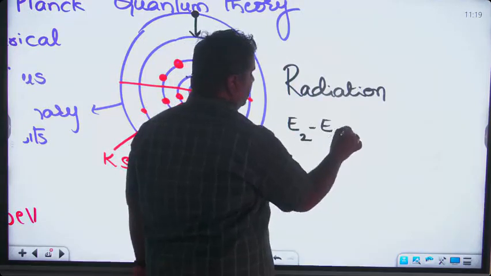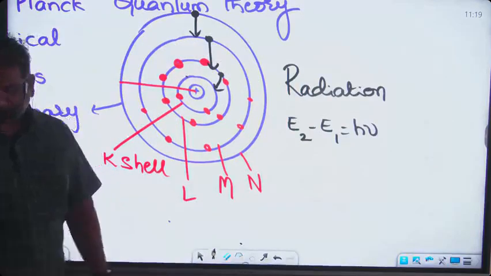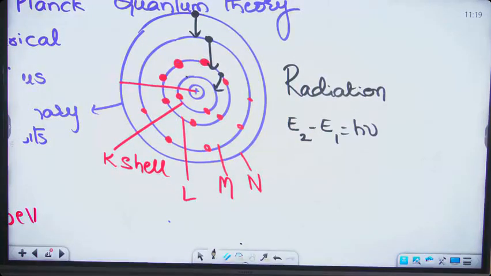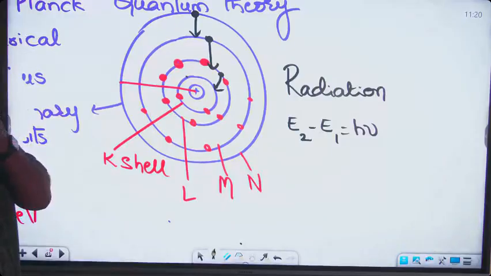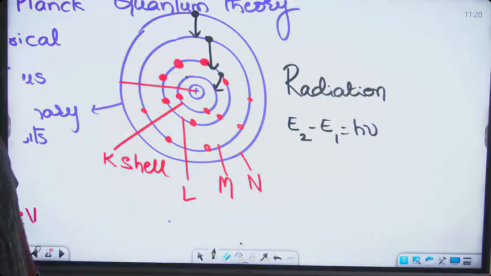Whenever electrons are moving from higher energy level to lower energy level, energy is radiated in the form of radiation given by E2 minus E1 equal to h nu.